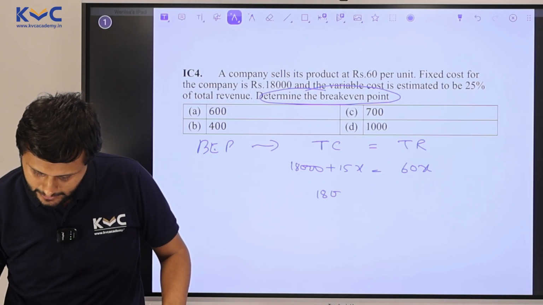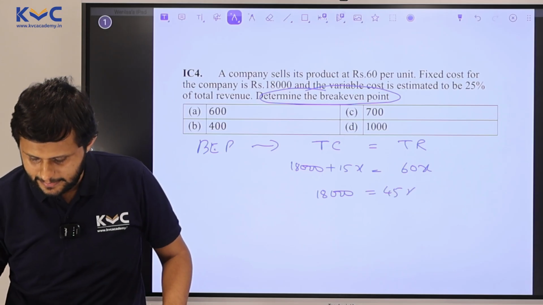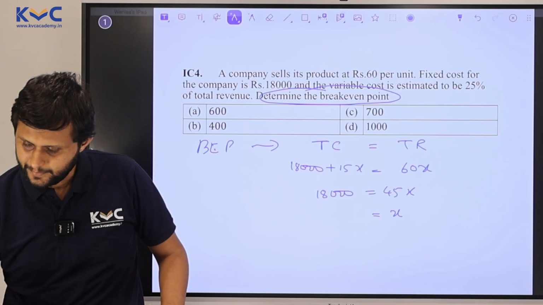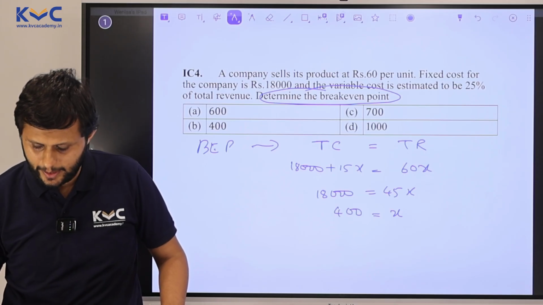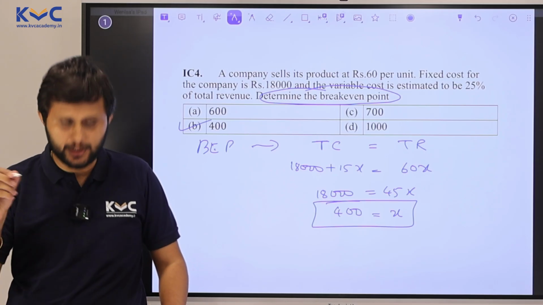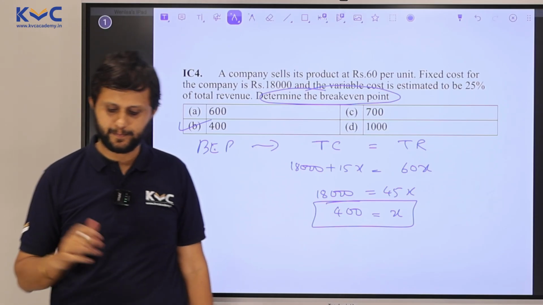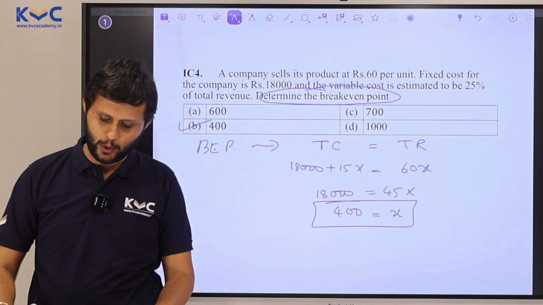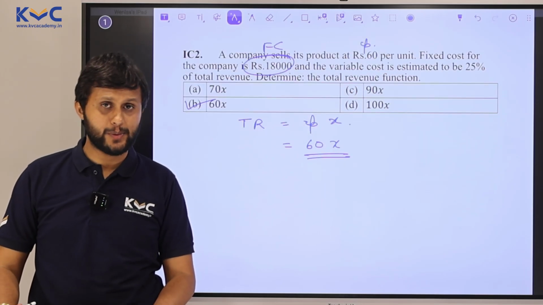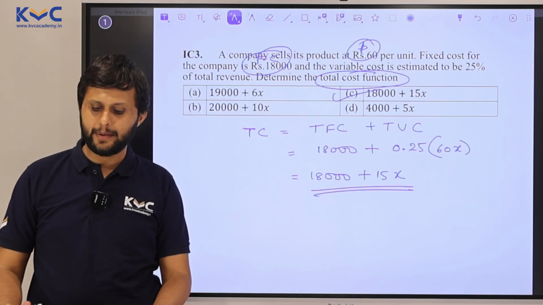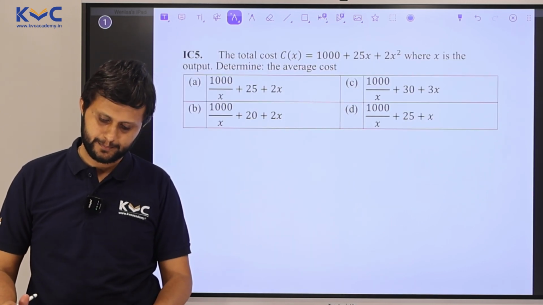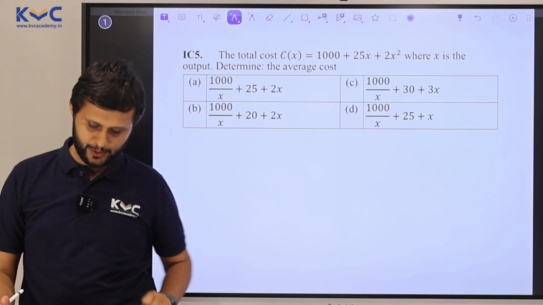So 18,000 is equal to 45x. X is equal to 18,000 divided by 45, and we get 400, which is there in option B. So we have got the answer for this problem as well. So we had common data for all three. First we had only revenue function, then we had cost function, and then we had break even point. Now we'll go to a different question.